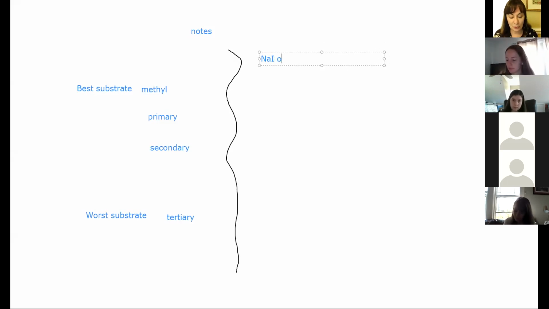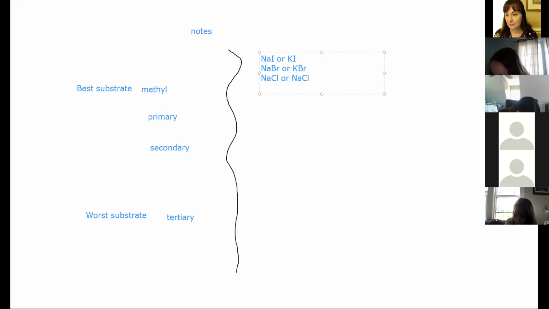If you don't have sodium iodide, you can also use potassium iodide. They both work equally well, okay? So those are nucleophiles that you could use. You could also use something like sodium bromide or potassium bromide, okay? Those will work as well. Sodium chloride is a nucleophile that you could use. Not as good, but it will still work, okay? You can still use that as a nucleophile for this reaction.